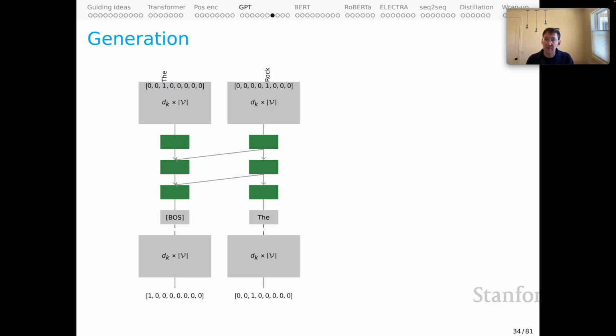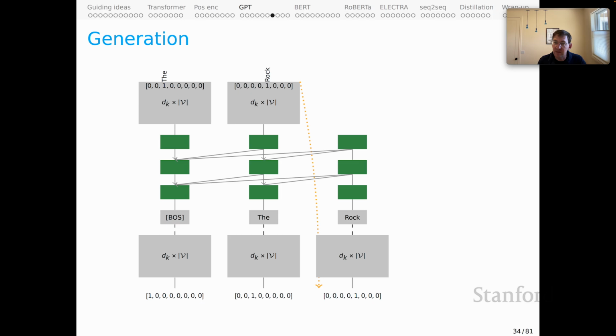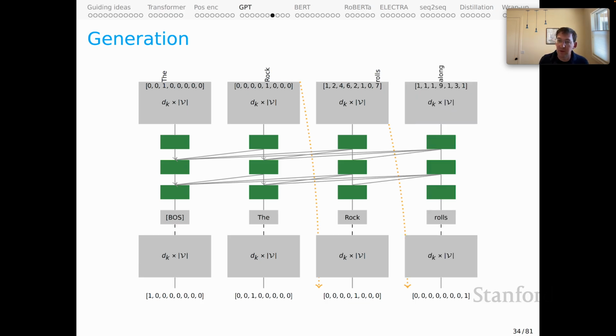What I've depicted on the slide here is something like imagining that the user has prompted the model with the sequence start token and the model has predicted "rock" as the next token. So we copy that representation over, process it with the transformer as usual, and we get another prediction. In this case, it was "rolls". So now we have generated "rock rolls" as our sequence. We copy that over into the next time step, and then we get "along" as the next token.